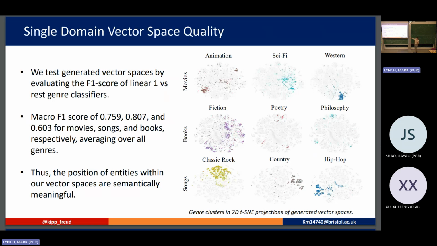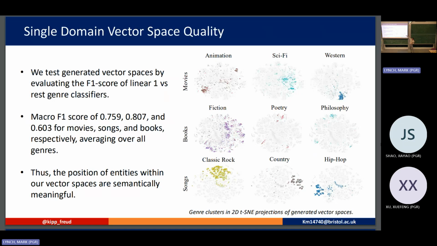We do that for every genre, for movies, books, and songs, and we obtain a macro F1 score of 0.759, 0.807, 0.603 for movies, songs, and books, which is good enough to show us that the positioning of entities within our vector space is semantically meaningful.